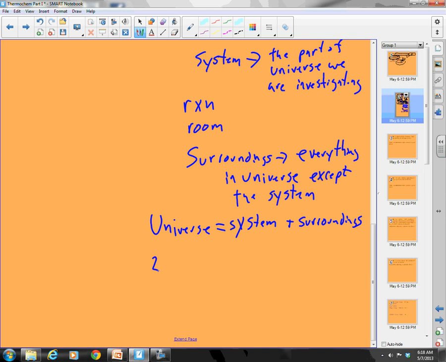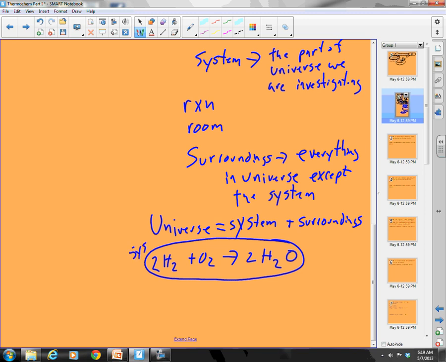So if I have 2H2 plus O2 going to 2H2O, and I'm looking at that reaction, then I would call this the system. And everything else, the whole rest of the universe, the billions and billions of stars, are what? The surroundings. So everything outside of my reaction is the surroundings, the way I define it. And what's kind of cool here is we can define it almost any way we want. You just define something as a system and everything else is the surroundings.